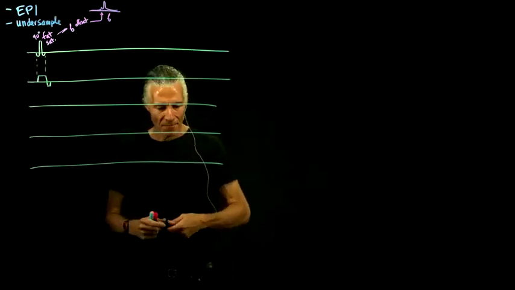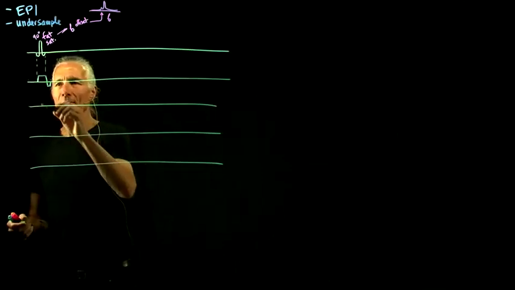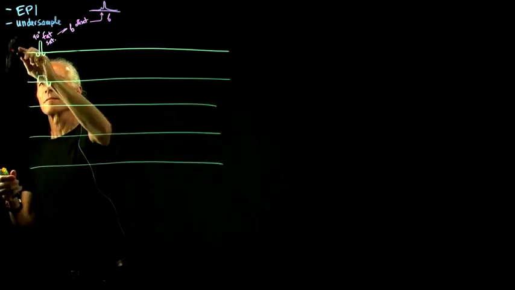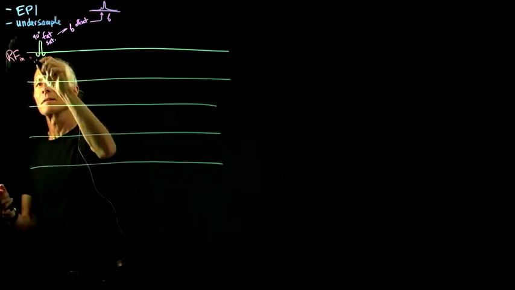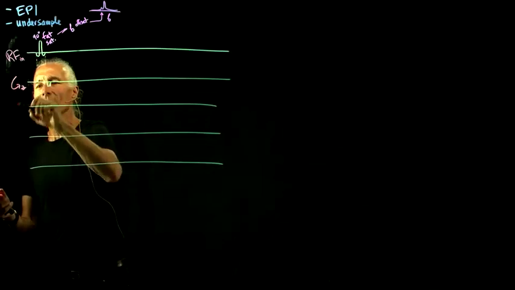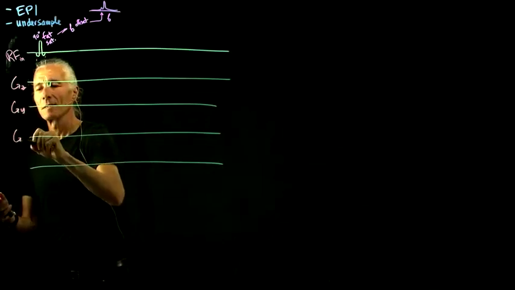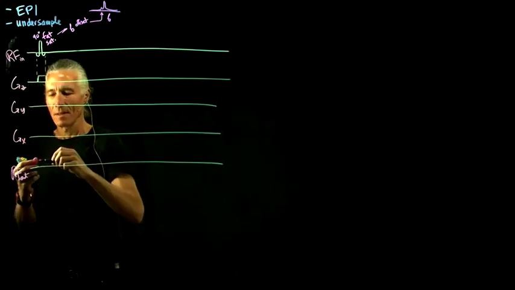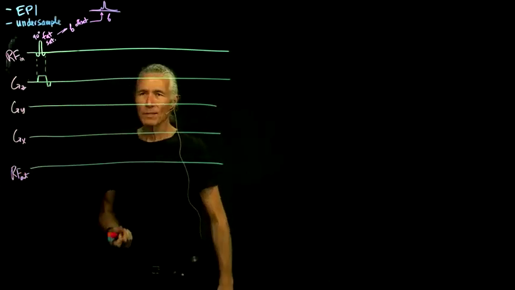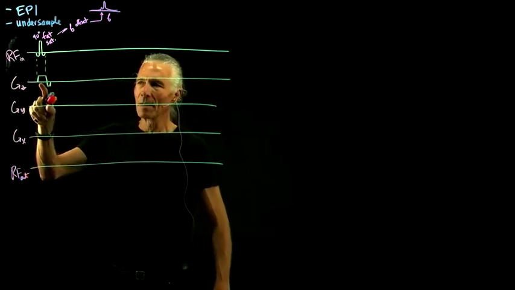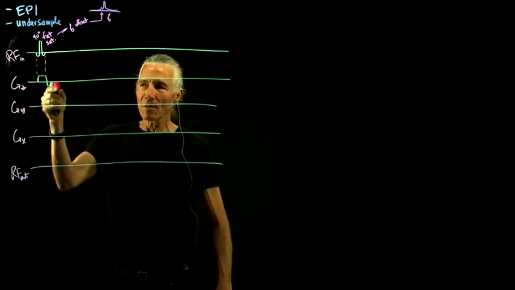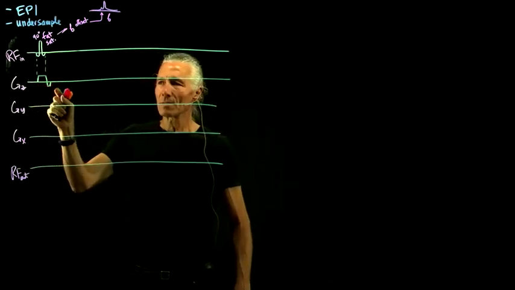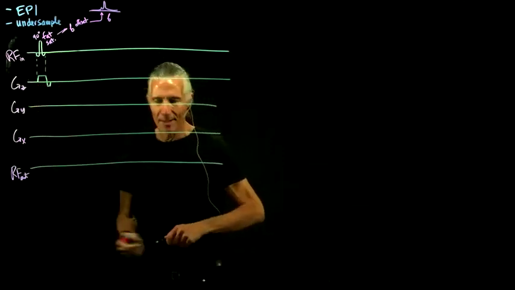And then what do we do? So if this is RF in, and then the gradients Y, X, RF out. So we will still have a transverse. We won't have any longitudinal. We will have gotten rid of the longitudinal so that when we do another 90, there's nothing to flip. But there's still some transverse there, and so we have to slam that transverse.